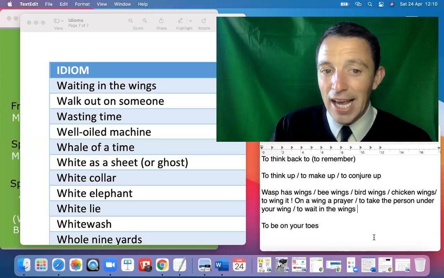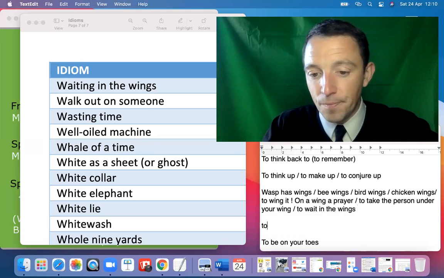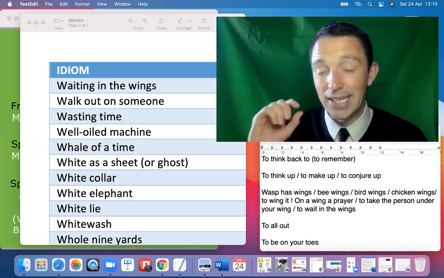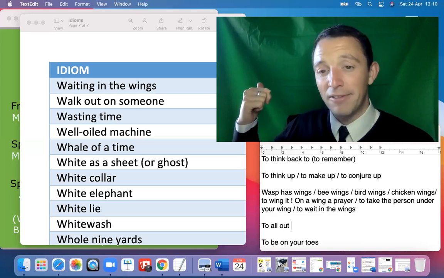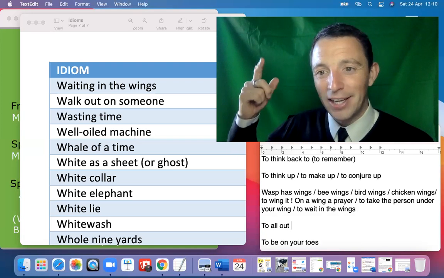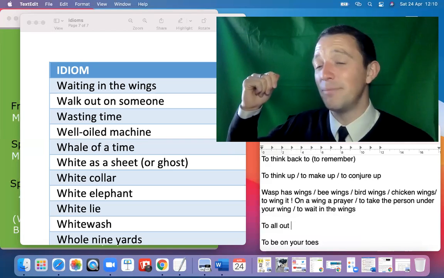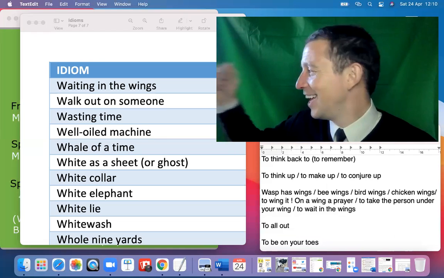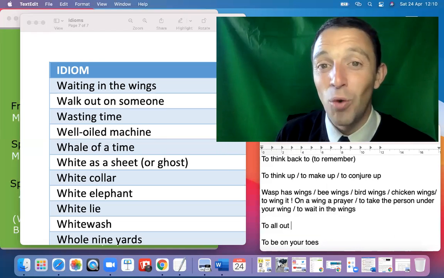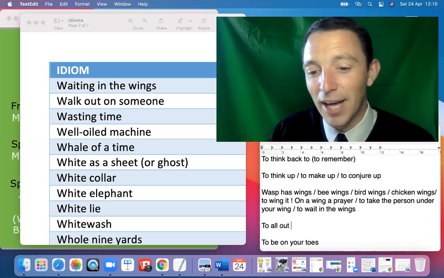The next expression is walk out. Okay, to walk out is basically to leave. It's literal. So I'm in the room at the moment, and because we have the wasp, because we have the animals, we have the birds, we have the other creatures, I want to walk out of the room and the dog. So if you walk out, it's to leave, okay?